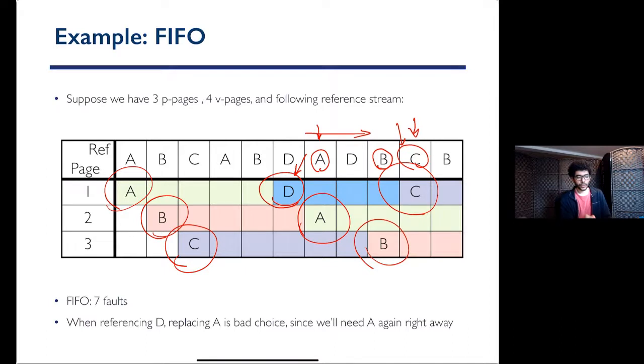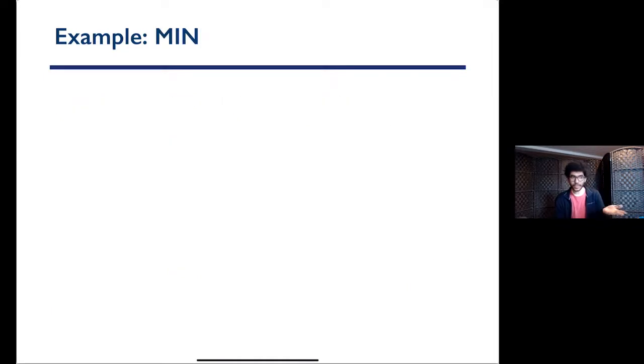So we could have kicked out C and put D here, and then A would have hit here, D would have hit here, B would have hit here, and then eventually we would have brought in C. So we would have had fewer page faults.